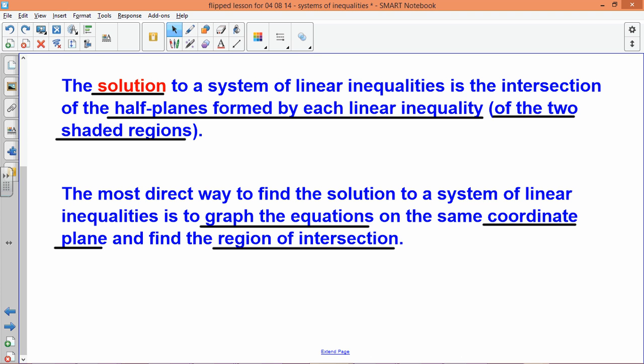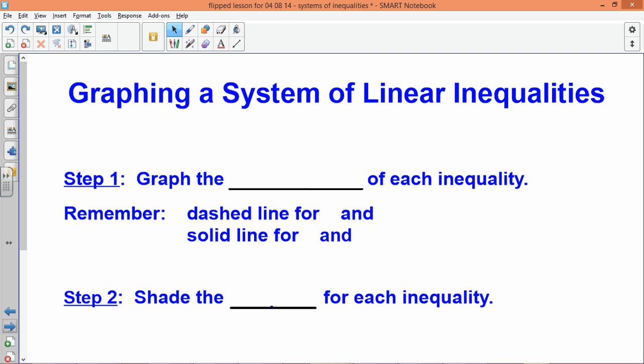Really, we're not going to talk about substitution or elimination with systems of linear inequalities. We're just going to be graphing them. All right, so without further ado, let's talk about graphing them. First, step one, we want to graph the boundary line of each equation. And I want you to remember that we use a dashed line for less than and greater than. We use a solid line for less than or equal to and greater than or equal to.